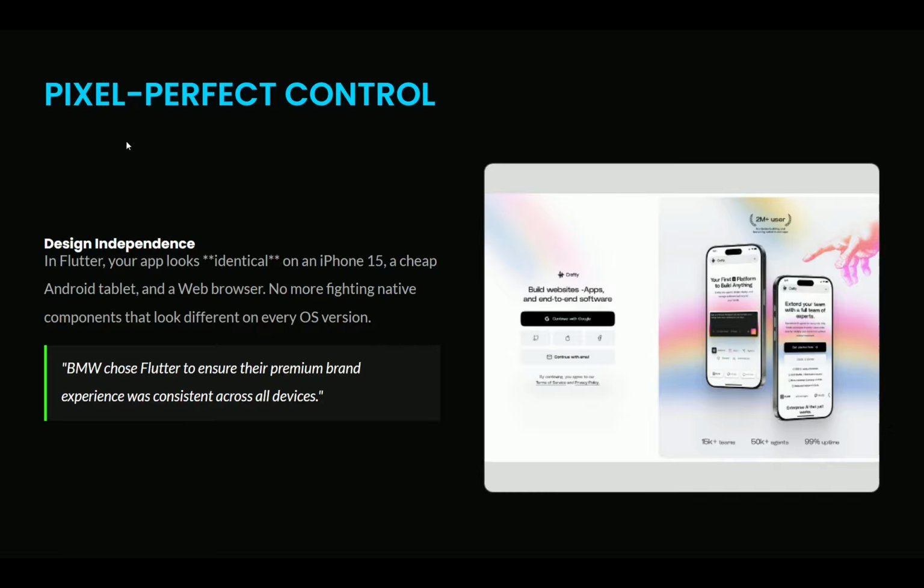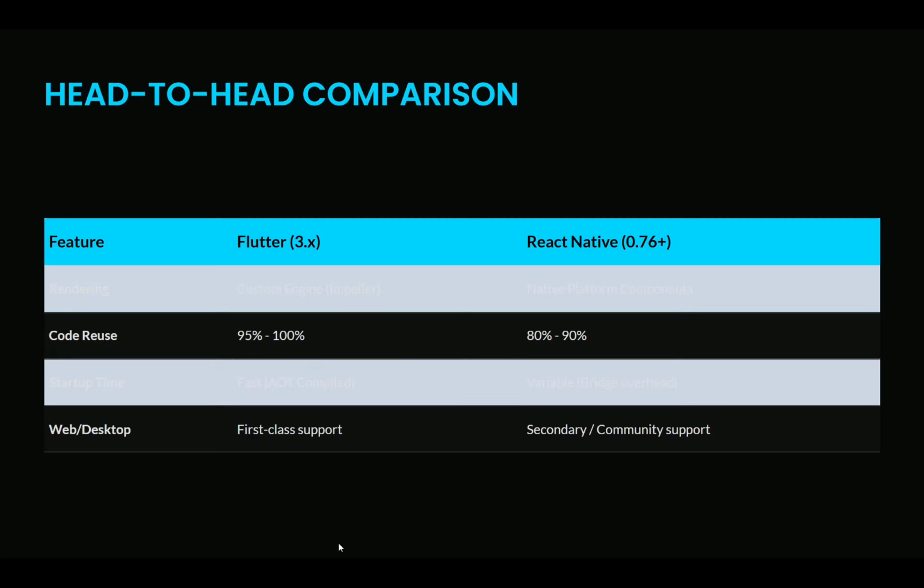Yeah, this is what I was talking about, pixel perfect control. Your app is going to look the same on any device, and you're going to see it in action. We're going to launch your app in the Chrome browser, and it's going to look exactly the same on a phone or a Chrome browser or iOS or macOS. It's going to look exactly the same. So that's it, and it's got good performance, better than React Native apps.